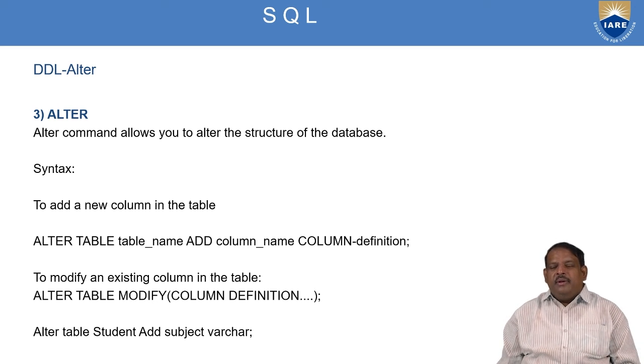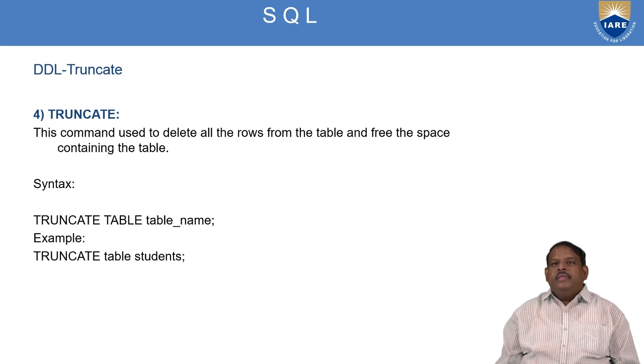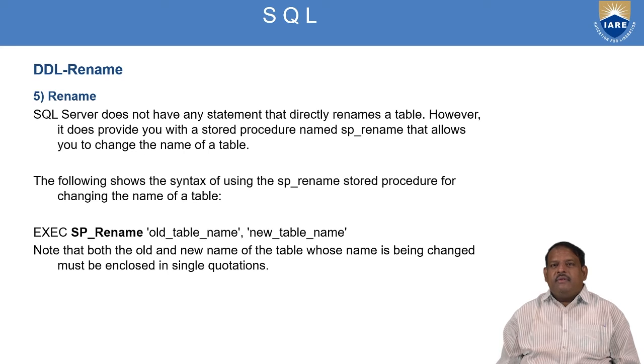Suppose I have a table having 2 columns. If I want to add a 3rd column, I'll say alter table, add subject of data type varchar, to store the character fields. Then truncate is to remove all the rows. Truncate is used to remove all the rows from the table and free the space. At last we have rename.